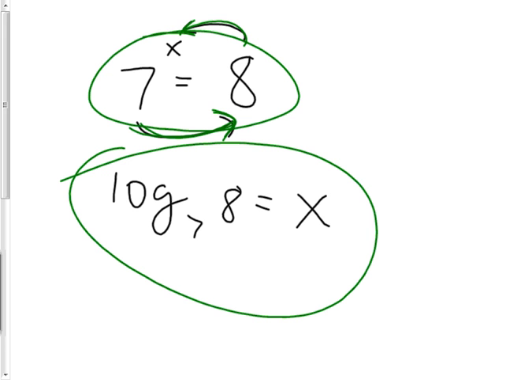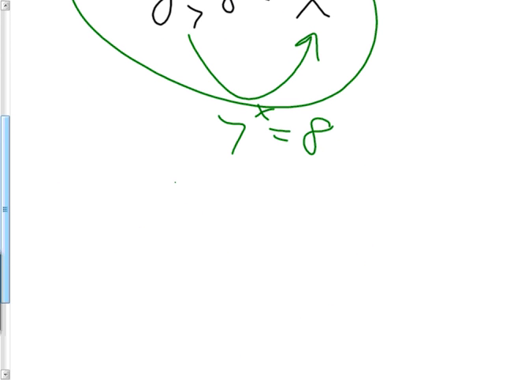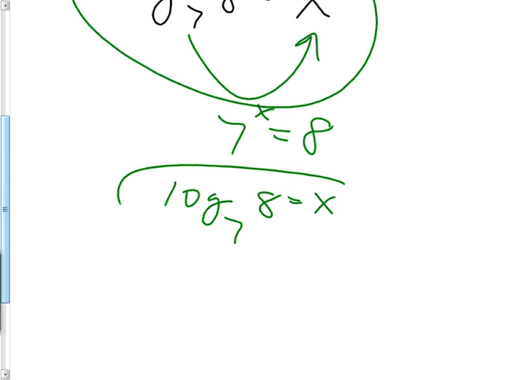So if I was going to rewrite this, I go 7 to the x equals 8. You could keep rewriting in a loop like that forever if you wanted to. Log base 7 of 8 equals x, and obviously there'd be no point to that. This form is cool though, because you can rewrite it as a base 10.